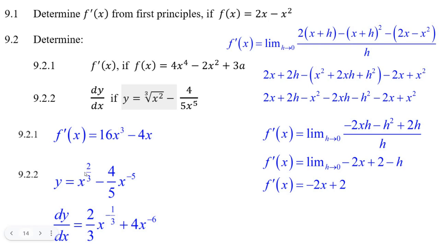Now it's just exactly the same thing. We take the exponent, we multiply it by the number in front. 2/3 times 1 is 2/3, and then we go 2 over 3 minus 1. We get minus 1/3. That's your answer.